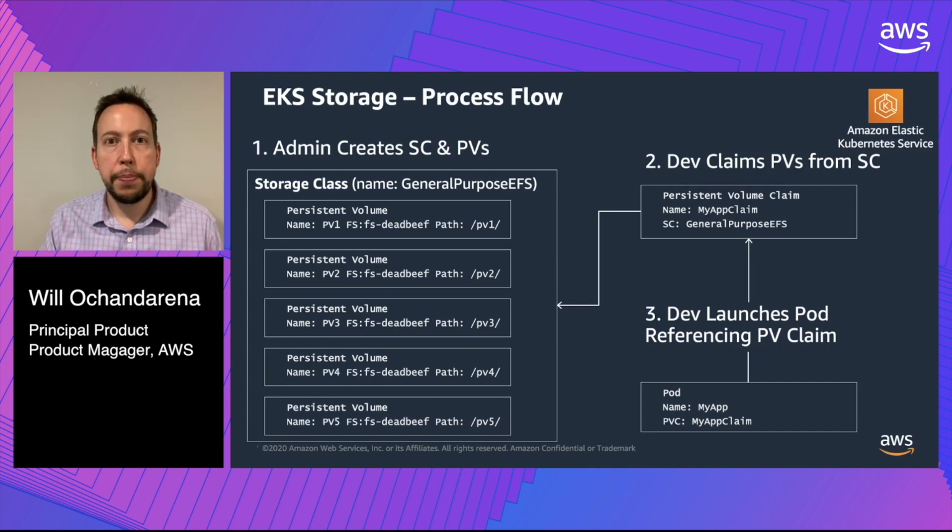Once those persistent volumes are created, they become a pool of storage resources that a developer can get access to. So the next thing that happens is a developer comes along and wants to launch an application. They create a persistent volume claim that asks for a particular storage class. So the developer doesn't claim a file system directly. They simply say, I want a volume from the storage class of EFS. And Kubernetes will match them to an available persistent volume from the pool, and then allow them to connect that to their pod when they launch it.